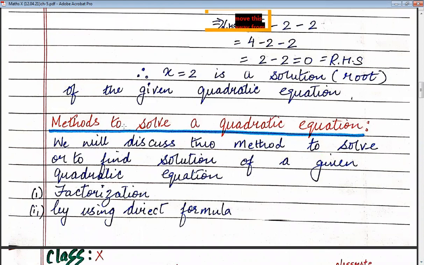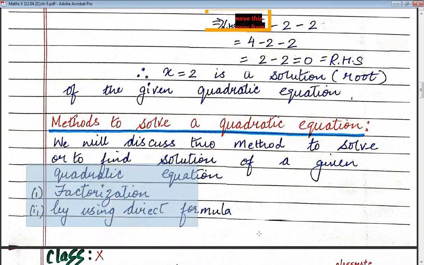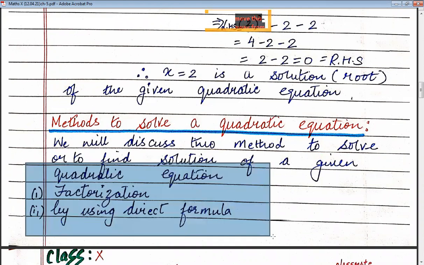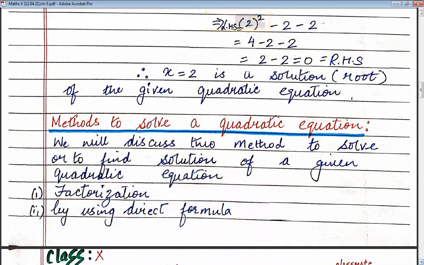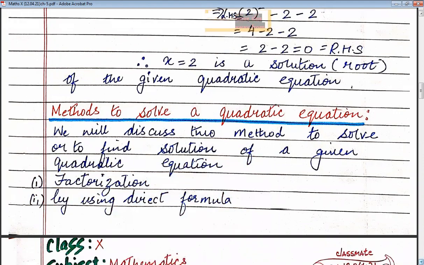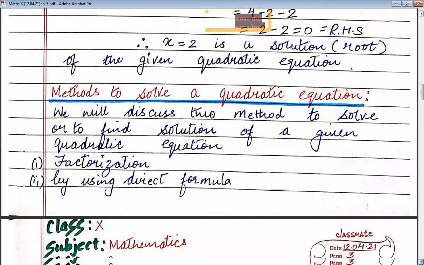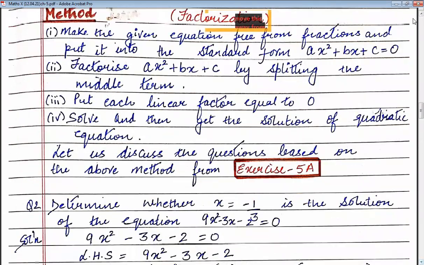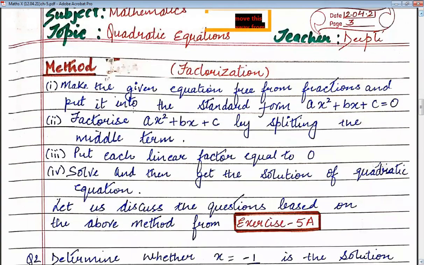Now, children, in this class, we are going to discuss two methods to find the solution of the given quadratic equation. The first one is factorization method. Second one is by using direct formula. Okay. So let us discuss our first method, that is factorization method. You have done this in your previous class also. So let's see how to do the first method.